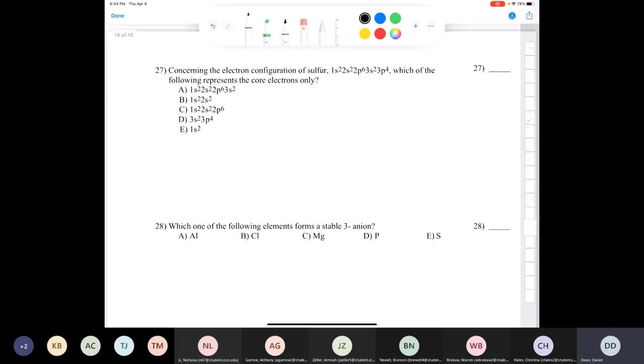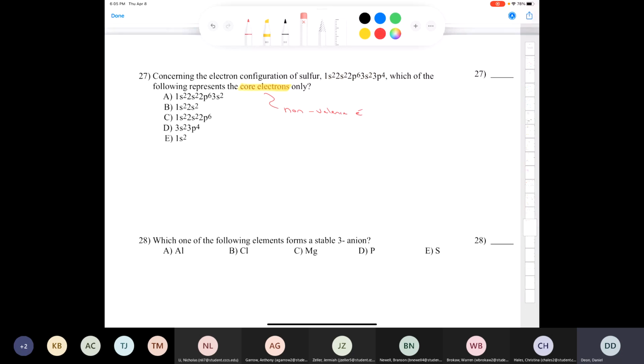Question number 27, concerning the electron configuration of sulfur, which we already looked at this evening. Which of the following represents the core electrons only? Well, core electrons are another way of saying non-valence electrons.